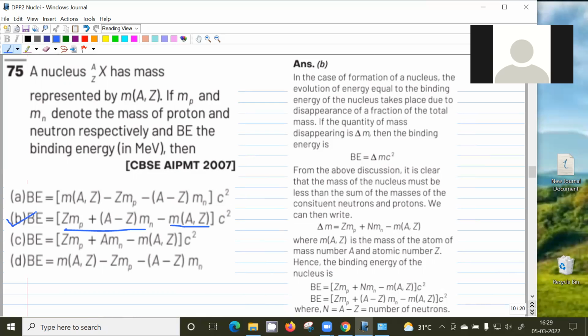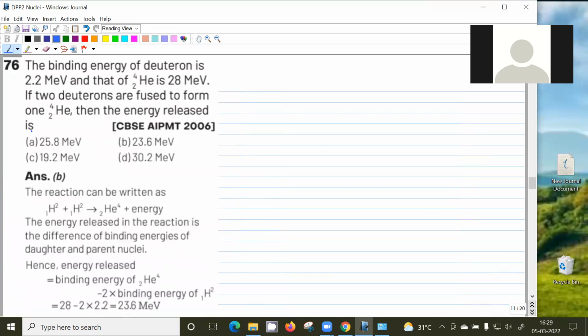Clear? Binding energy of deuterium is this much, and helium is this much. Two deuteriums are fused to form helium. This was a trivial question. The total binding energy is what matters, so there is a difference in binding energy between the reactant side and the product side. The difference will go out as energy. And here it is not energy per nucleon; he has given the total binding energy of deuterium.